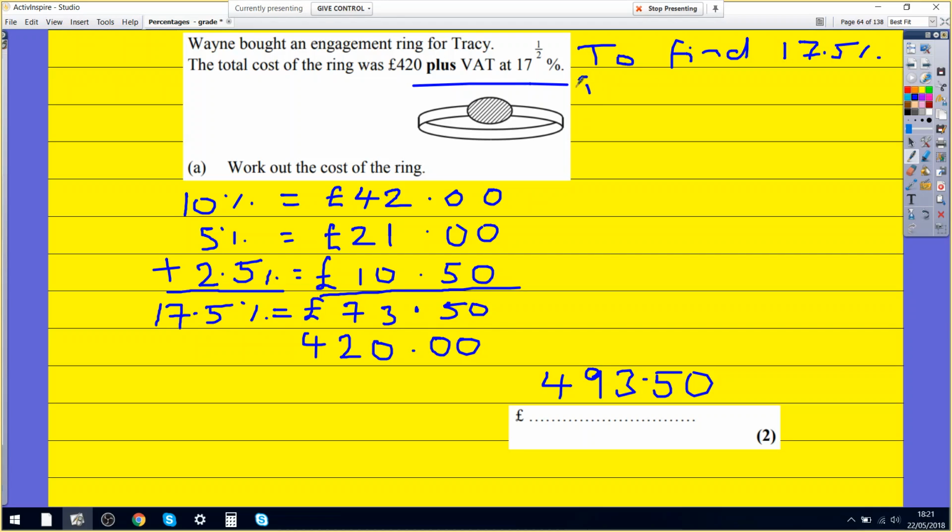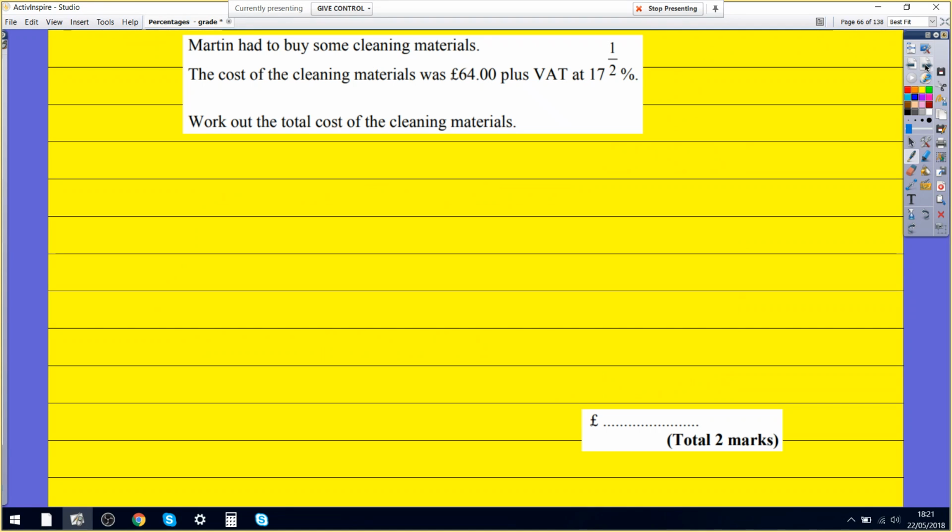And yeah, so to find 17.5%, you find 10%, plus 5%, plus 2.5%. Okay. Any questions there? And you can see it's a very common exam question. Okay, let's try this.